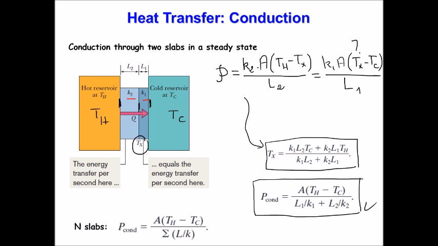What do you think we use when we have n slabs? Instead of 2, we have 3 or 4 or more. It's the same formula: area times difference in temperature divided by the sum of thickness divided by thermal conductivity. That's basically what we call the thermal resistance. So, the sum of the thermal resistances. That's all you need to know about this.